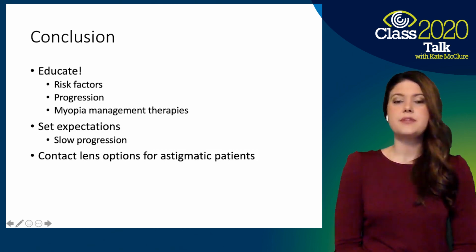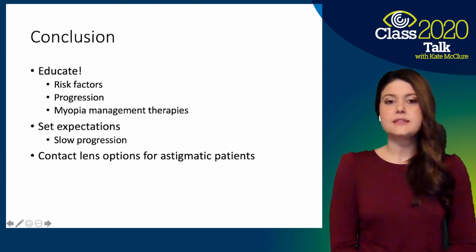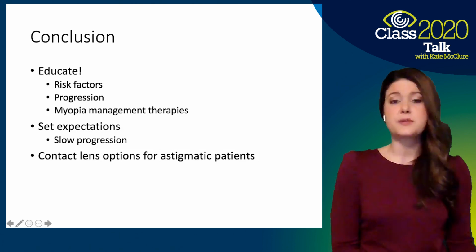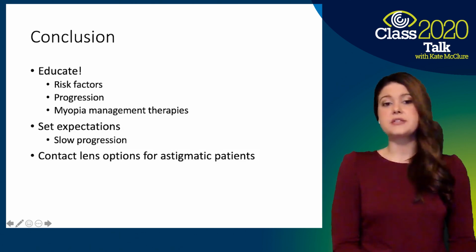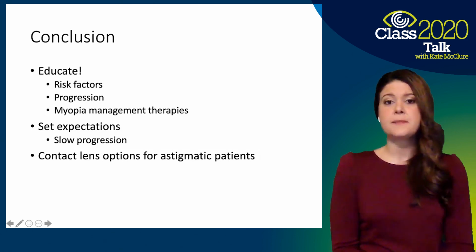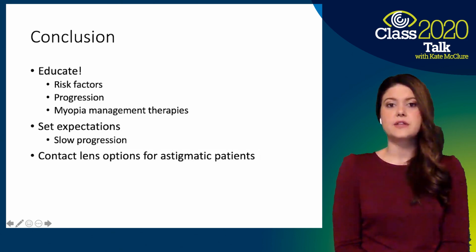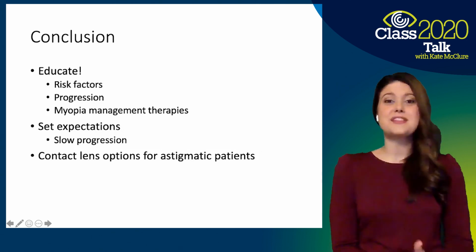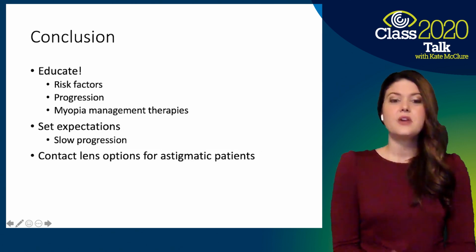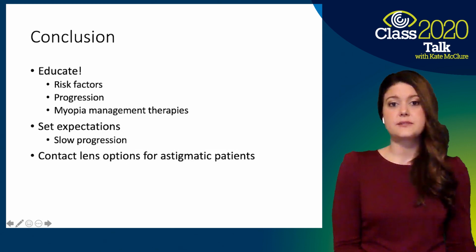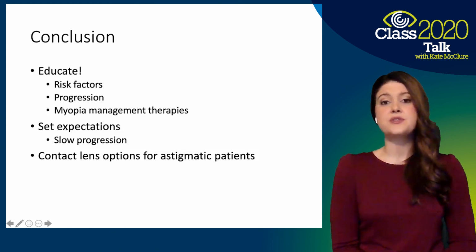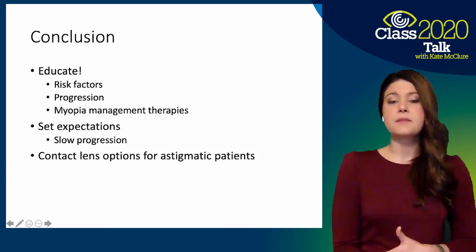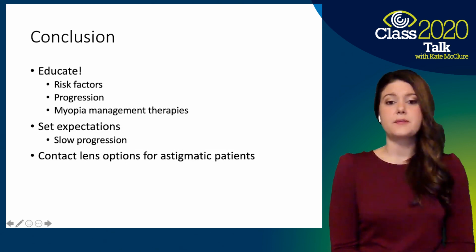So in conclusion, there's a couple of things we want to keep in mind. You must educate. Educate on the risk factors for myopia. Educate on the risks with progression. You want your parents and patients to understand the myopia management therapies and find one that will work best with their child. So you really need to have a conversation because the treatment that works best is the treatment that the child will do. You want to make sure that you set expectations. Set expectations that we are trying to slow the progression of the nearsightedness and that we may need to modify or add therapies as we go along.